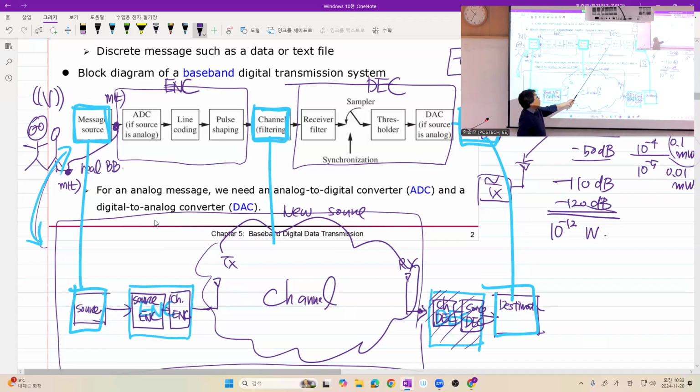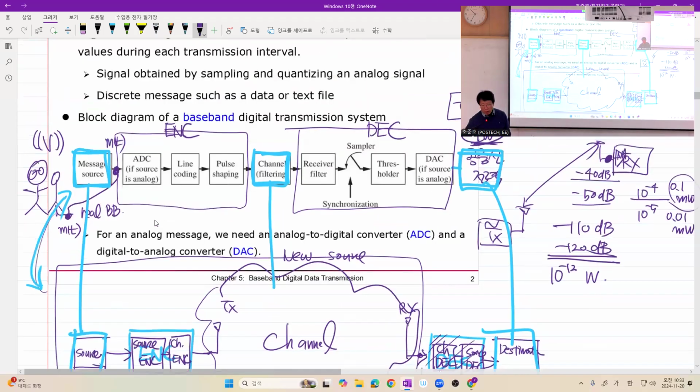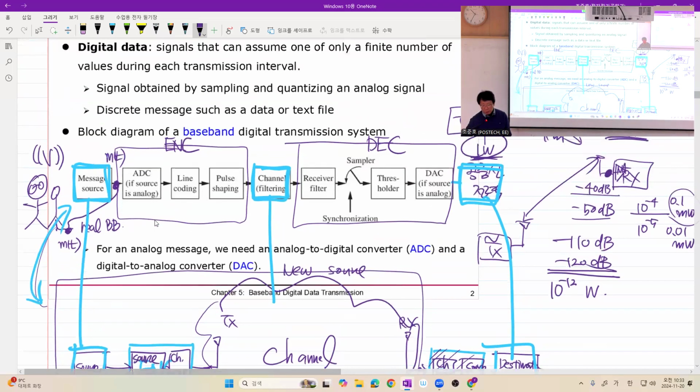And then you have a D2A converter, and then some message signal. Of course, there could be some digital signal processing part, and then you have your destination, something like that. So you will see similar structures again and again. But the most important thing is source, destination, and channel. And you put encoder or transmitter, decoder or receiver here. Got it? That is the idea of communication.